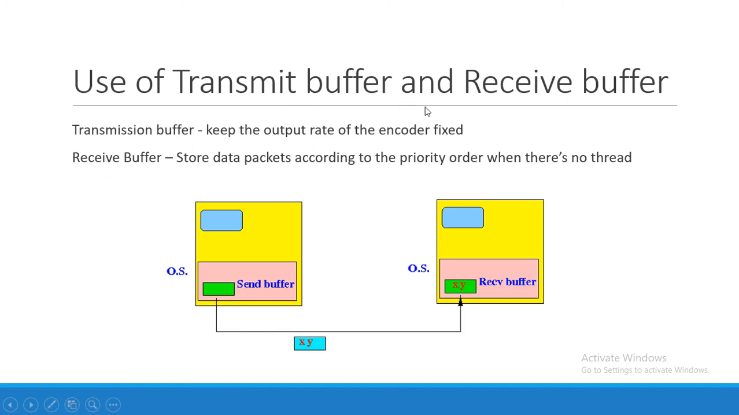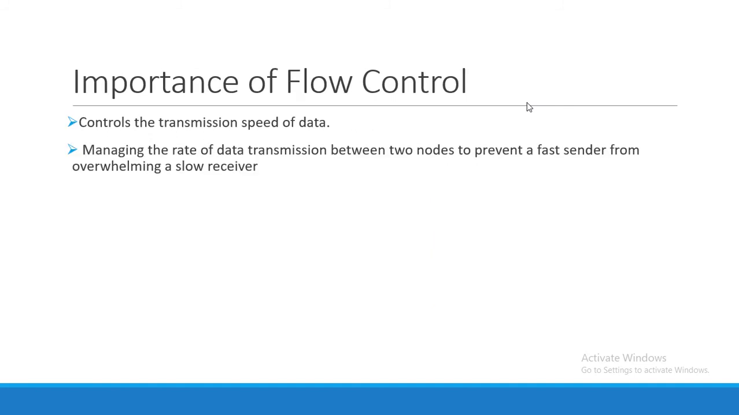Use of transmit buffer and receive buffer. Buffers can be used to prevent data packet drops. The transmit buffer keeps the output rate of the encoder. If the buffer fills faster than the recommended buffer rate, it sends a message back to the transfer coder to slow the process. And if the process is much slower than expected, it can send a message to speed up the process. And the use of the receive buffer: if there's no thread at the time of receiving data packets, the receive buffer stores them according to the priority order. Okay, now let's move to the next slide.